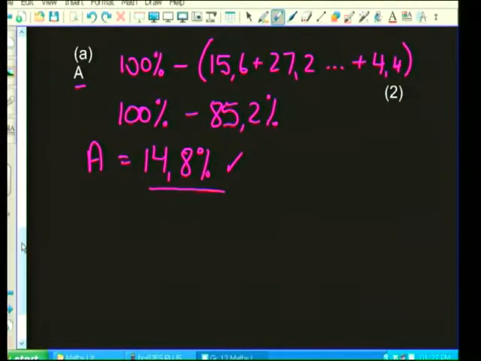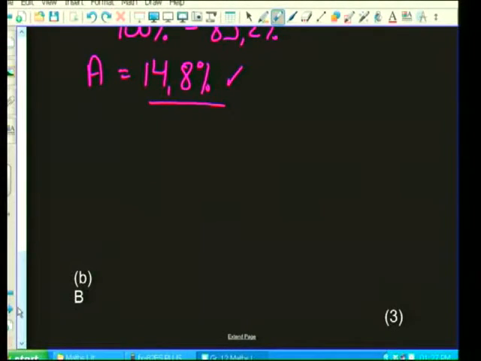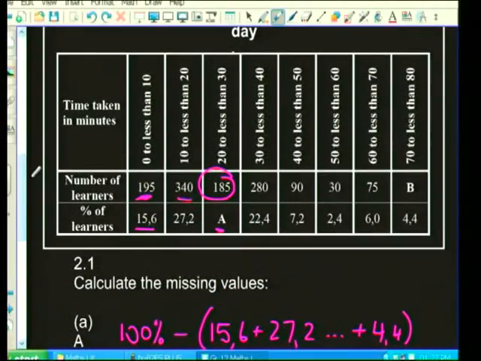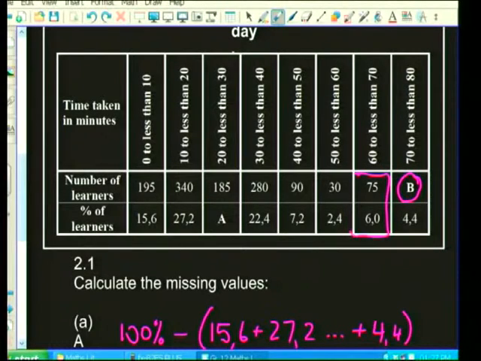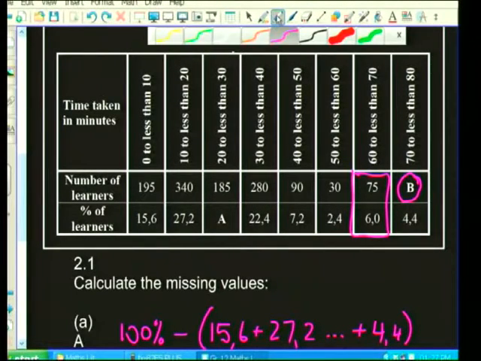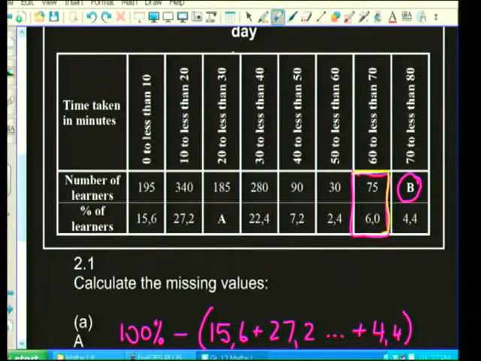So we got 14.8%. Now we need to calculate B. So B is now asking for the number of learners that represent 4.4%. Well, what we can do in this case is we can take any one of these values and work out what 1% represents. So let's take the one next to it. Let's take this block here. Let's change colors. Right, we're going to take this block here.